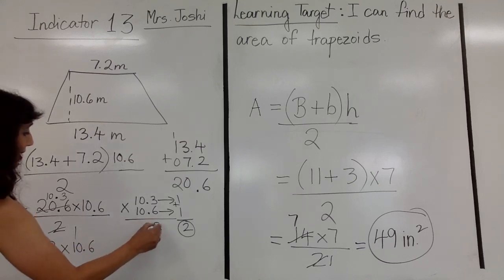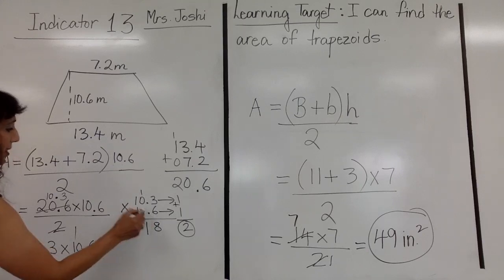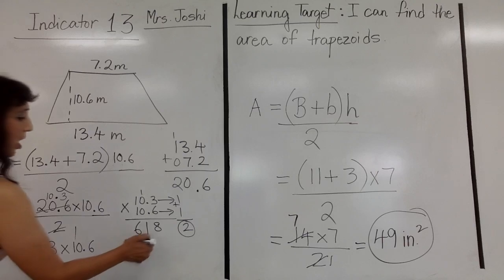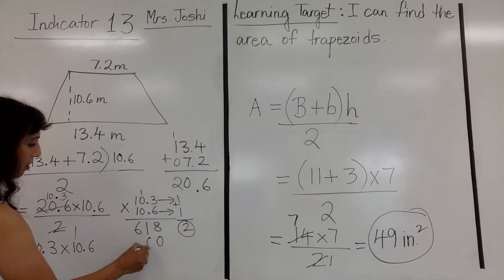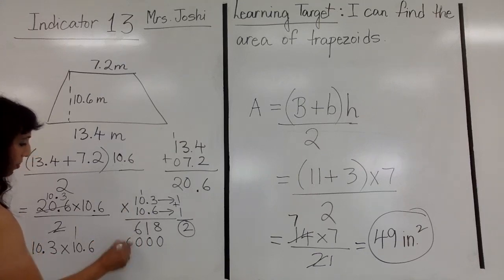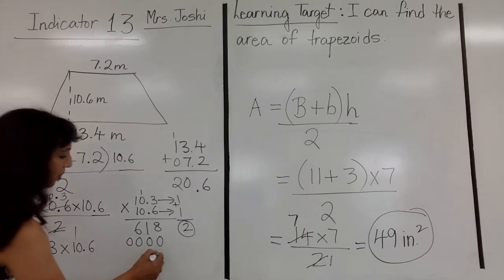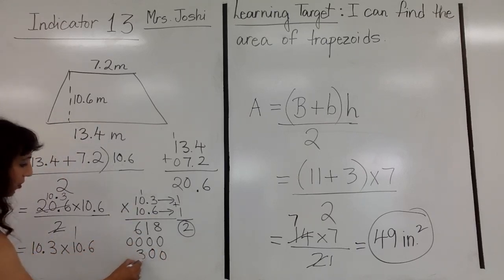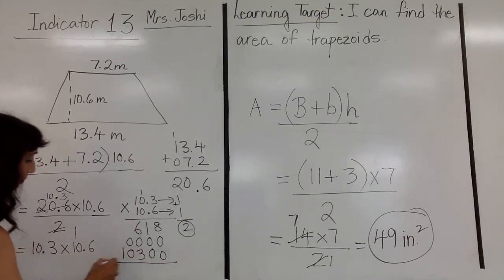3 times 6 is 18, carry over 1, 0 times 6 is 0, plus 1 is 1, 6 times 1 is 6. When we go to the next row, we are going to put a placeholder, and then 0 times 3 is 0, 0 times 0, 0 times 1, 0. That is, again, remember the zero property of multiplication. Next place value, we're going to put 2 placeholders, so 1 and 2. And we have 1 times 3 is 3, 1 times 0 is 0, 1 times 1 is 1.